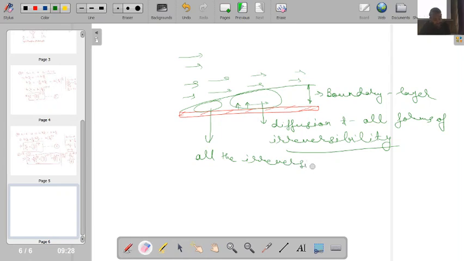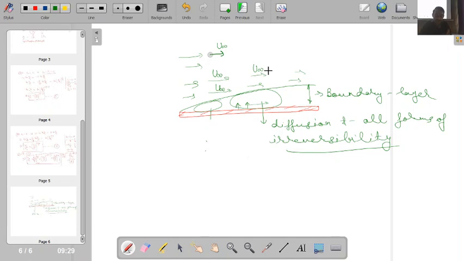All the irreversibilities are present in the boundary layer region. However, outside the boundary layer region, everywhere my velocity is equal to the free stream velocity. And if you do remember, outside the boundary layer we can consider the situation of an inviscid flow.